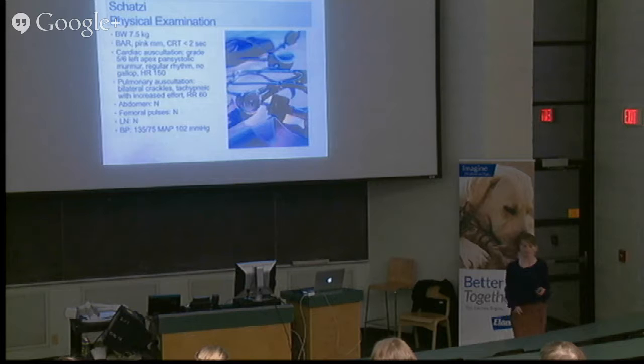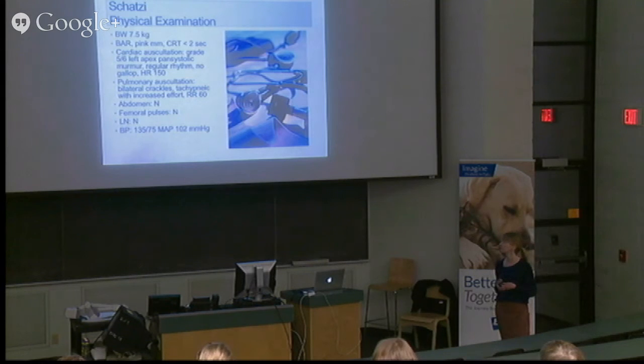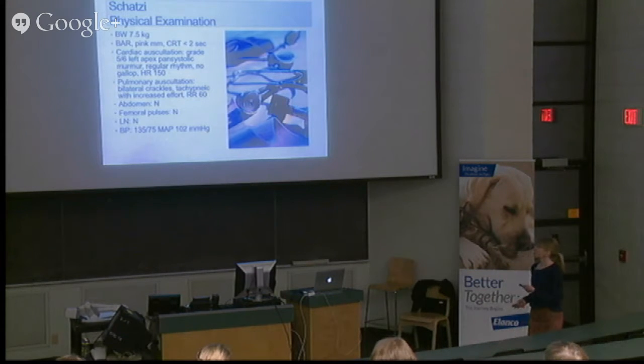On her physical, she's a 7.5 kilo dog, as I already mentioned. She's bright, alert, pink, good cap refill. On auscultation, we now have a palpable thrill on precordial palpation, I should say. So that gives us a 5 out of 6 left apex pansystolic murmur. She has a very irregular rhythm, no auscultable gallop. Her heart rate is 150, so on the higher side. On pulmonary auscultation, she's bilaterally crackly. She's tachypneic. She's got increased effort. Her elbows are a little bit abducted. Her abdomen palpated normal. She had good femoral pulses, lymph nodes normal, and her pressures were actually pretty normal looking.